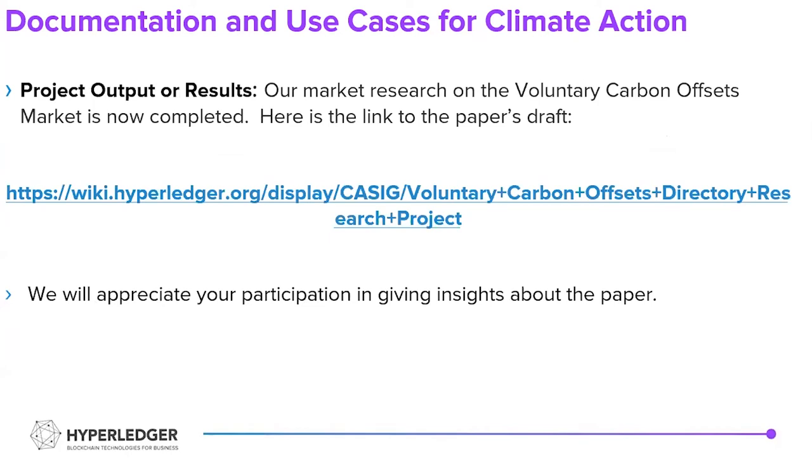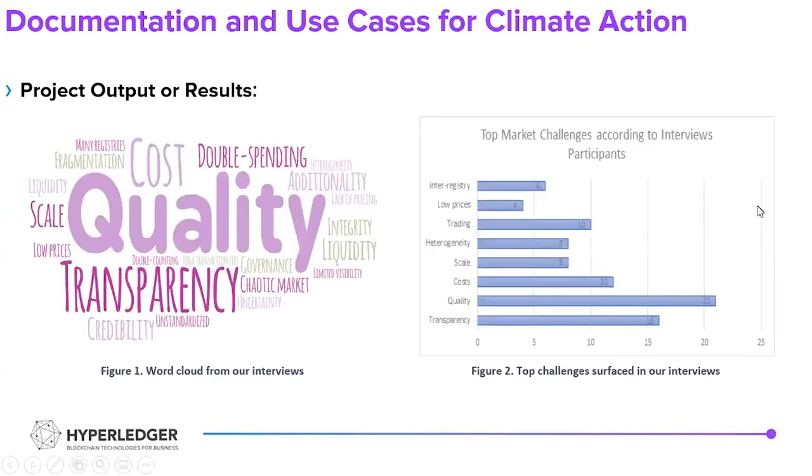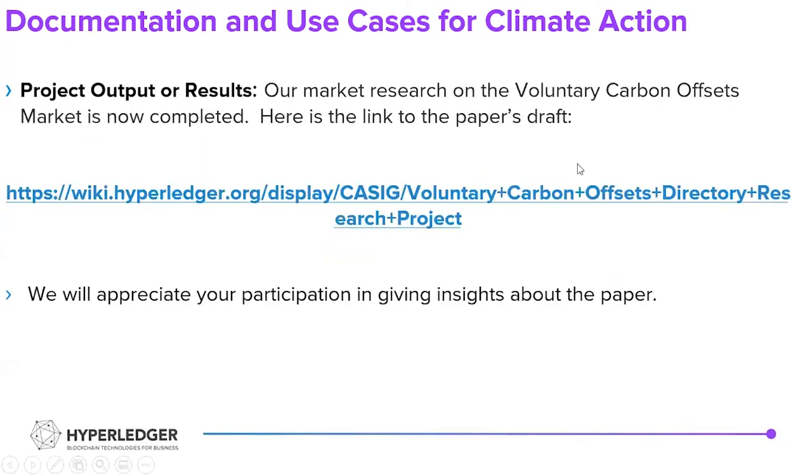So as I said, for the project's output or results, we drafted a paper, which is ready for your review in the Wiki Hyperledger link here. I'm sorry. It's available here for your review, and we will appreciate your participation in giving us insights about the paper. Any type of comments, what do you think we should add or remove? Anything would be appreciated.